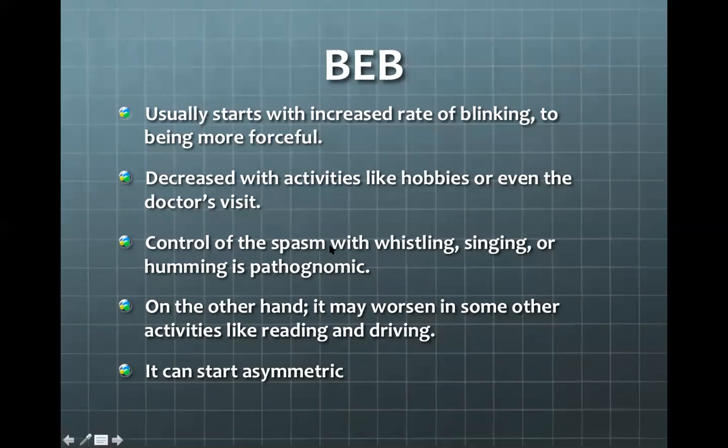One pathognomonic sign: if the patient tells you that it is controlled with whistling, singing, and humming, which happens in 20% of patients, it's pathognomonic for benign essential blepharospasm. On the other hand, some other activities may worsen the condition, like reading, driving, sewing, and this can make the patient's life difficult.